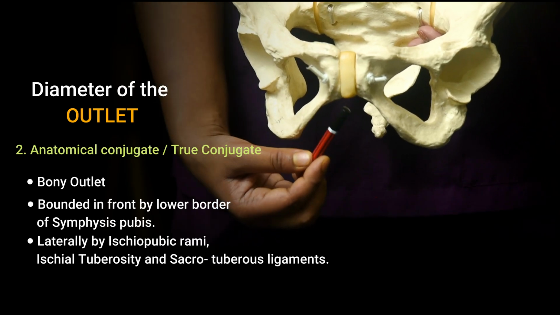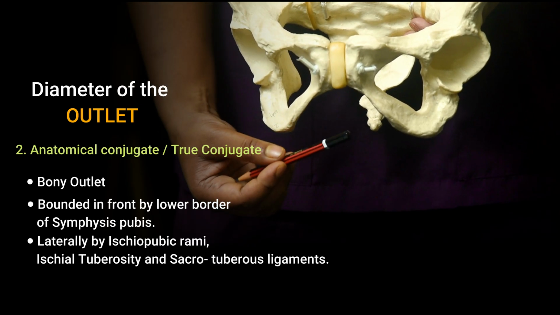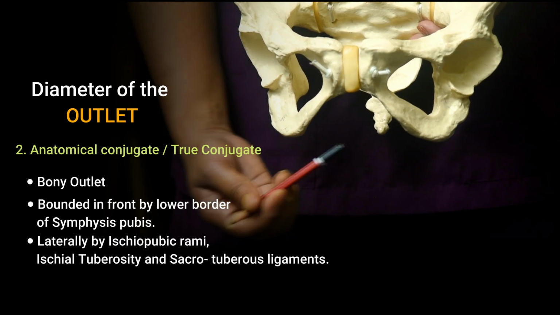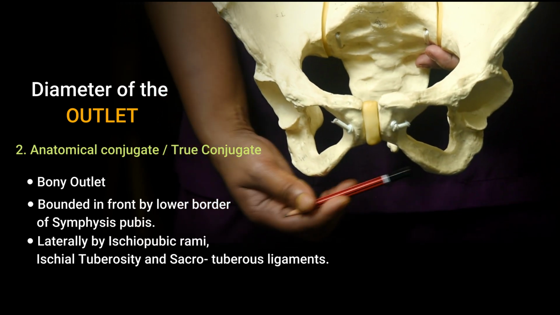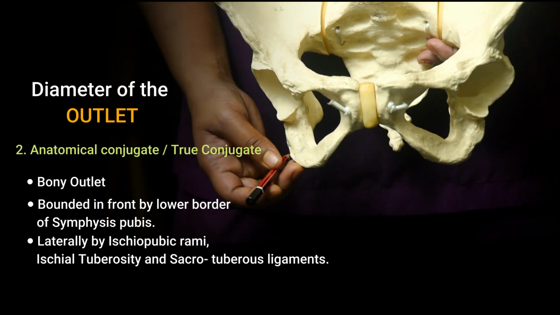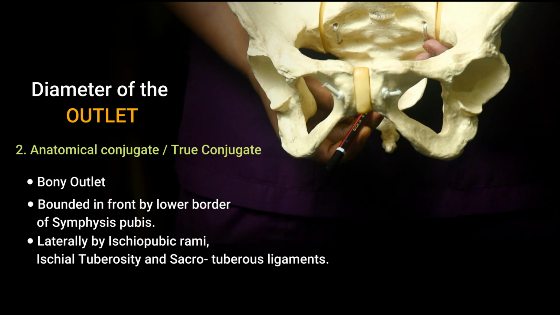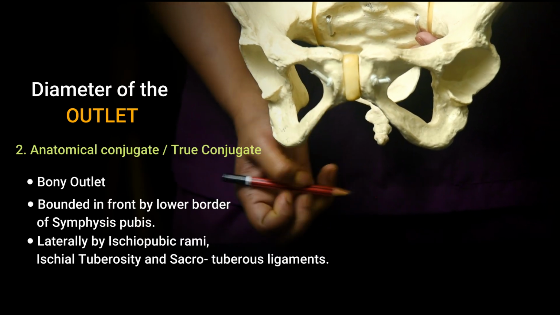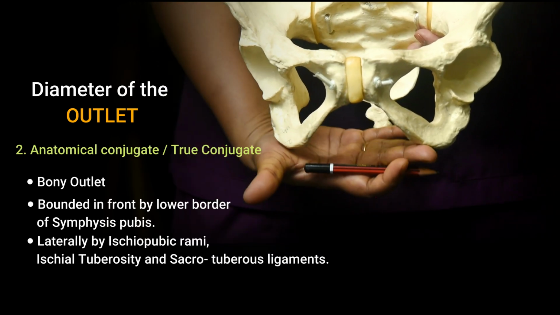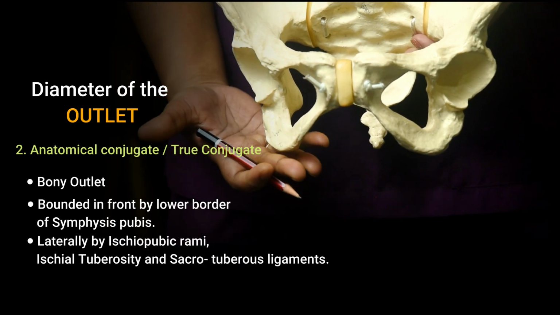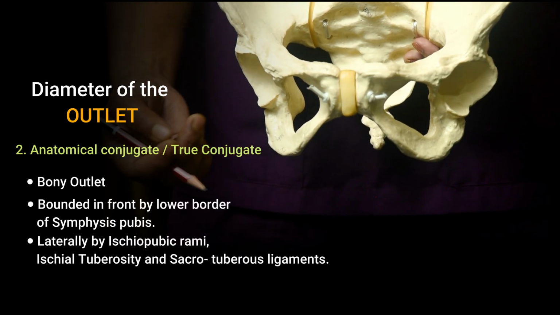Here is the rami, I have told you already. Okay, and then the ischial tuberosity. Here the ischial tuberosity and the sacrotuberous ligament, which run from the sacrum to the ischial tuberosity. So this is the plane which is known as the anatomical outlet. Okay. Again, I'm repeating very shortly.